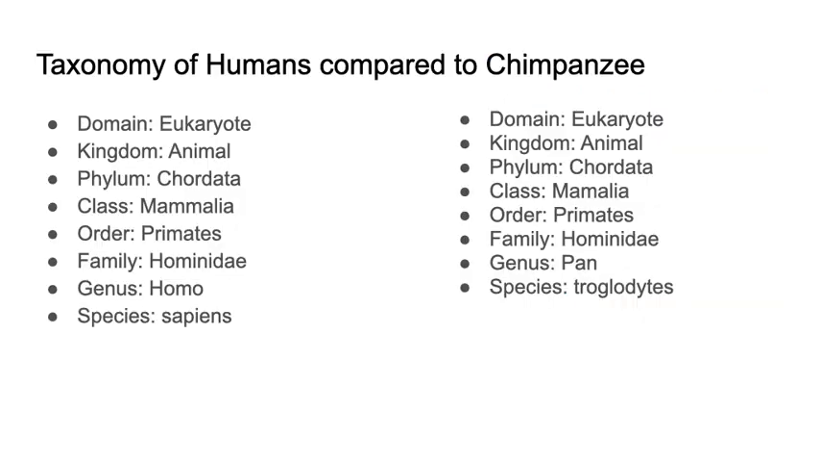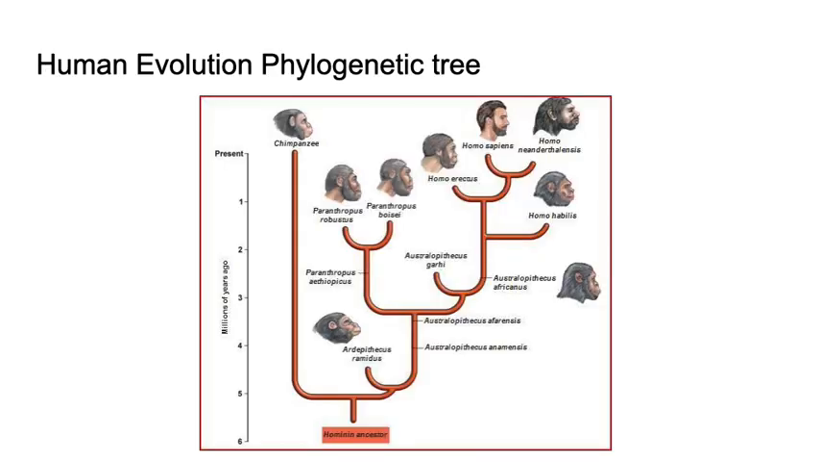Now, if we look at the taxonomy of humans compared to chimpanzees, we see that both are eukaryotes, both are animals, both are chordates, both fall under mammals, both are primates, and both have the family Hominidae. Where they diverge is that humans are in the genus Homo and the species sapiens, and chimpanzees are in the genus Pan.